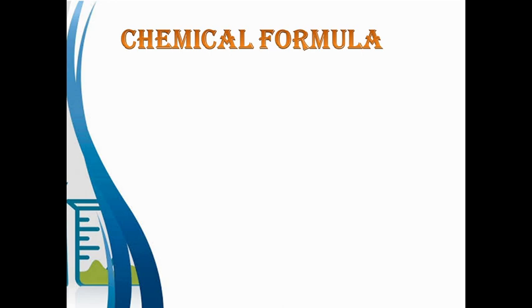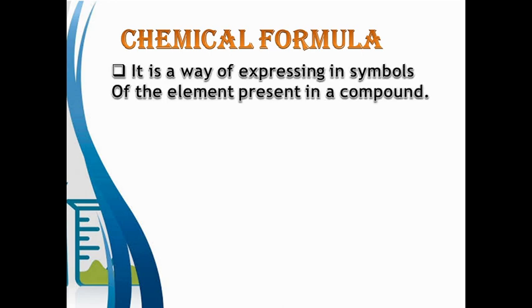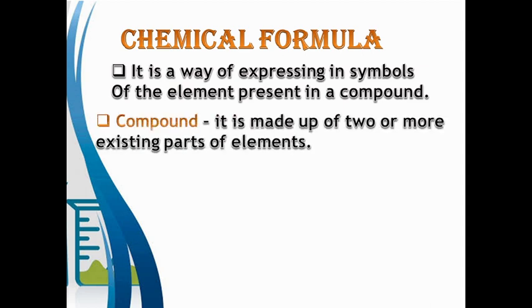Writing chemical formulas is a way of expressing in symbols the elements present in a compound, as well as the number of atoms of each element present in a compound. A chemical formula is a way of expressing in symbols the elements present in a compound. A compound means it is made up of two or more elements.